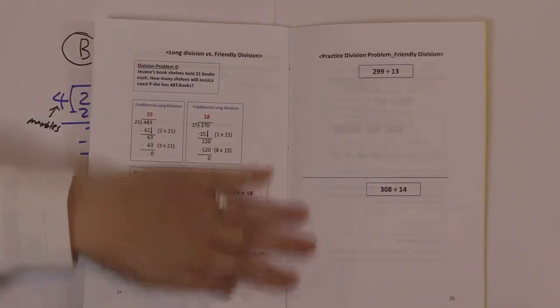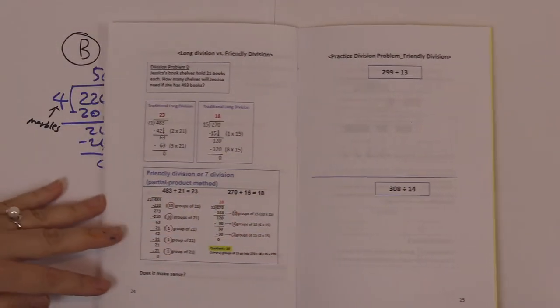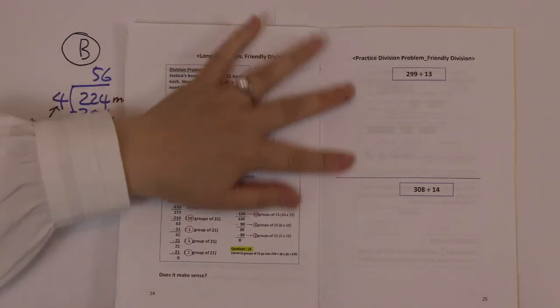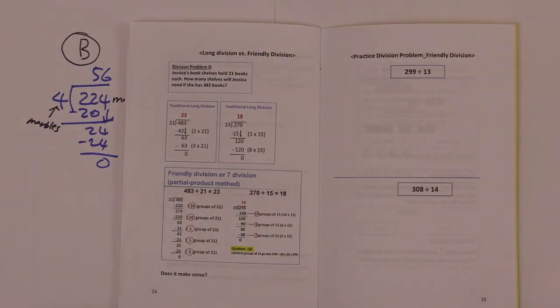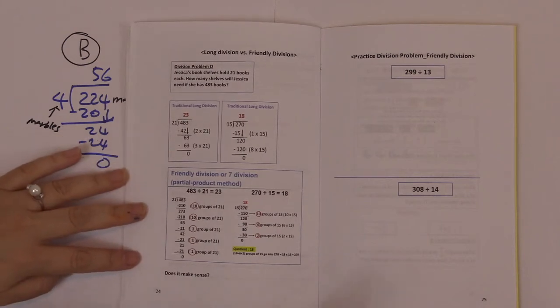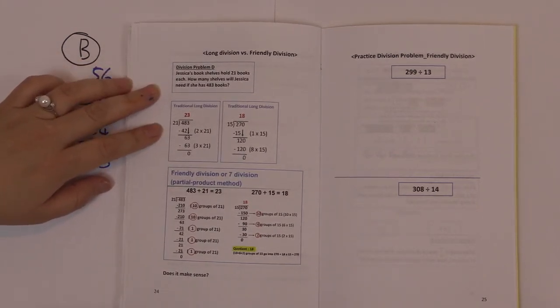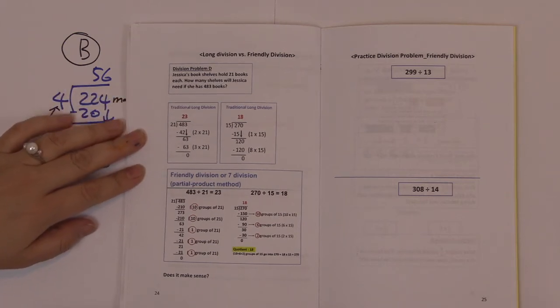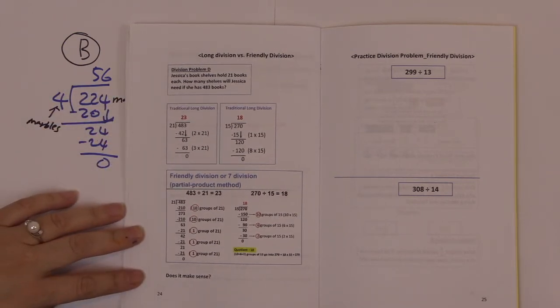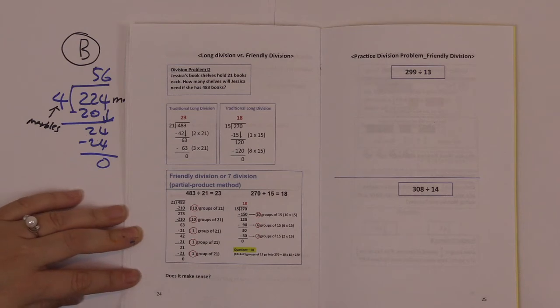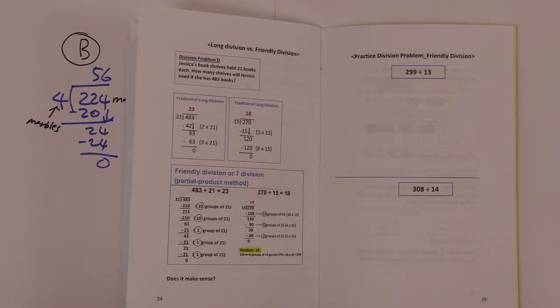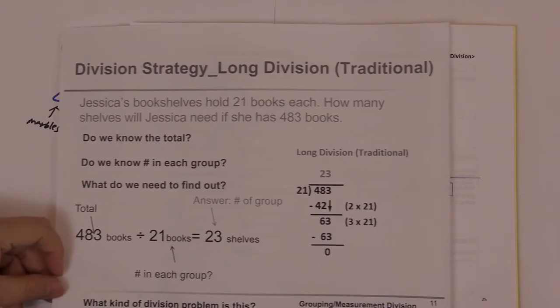And so let's go back to think about the traditional algorithm in here. I just mentioned the traditional algorithm. So page 24, there's a problem in here. Jessica's bookshelves hold 21 books each. How many shelves will Jessica need if she has 483 books? So this is a typical division problem in here. So this is a B copy.